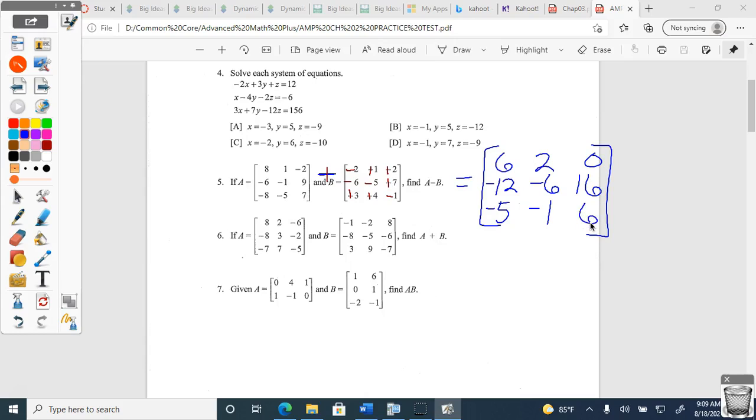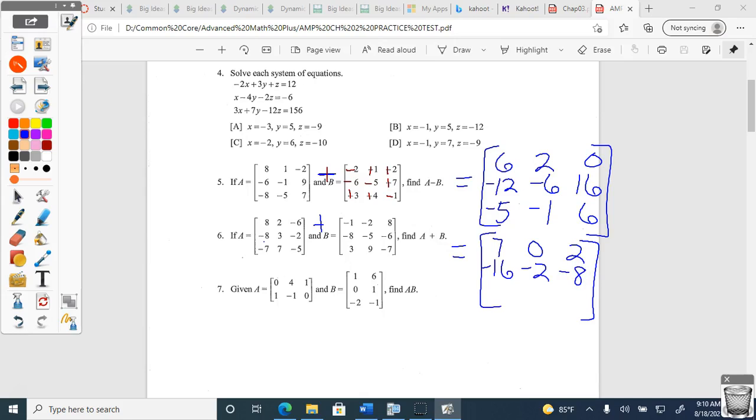Now add. For number 6, we are adding. So we are doing basically the same thing, but adding. Okay? 8 and negative 1 make 7. 2 and negative 2 make 0. Negative 6 and 8 make 2. Negative 8 and negative 8 is negative 16. They're both negative. Negative 8 and negative 8. They were. 3 and negative 5 make negative 2. And negative 2 and negative 6 make negative 8.